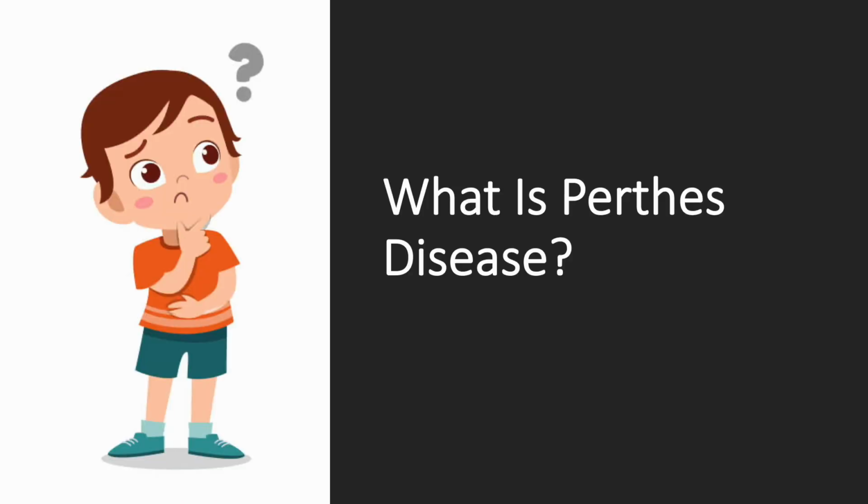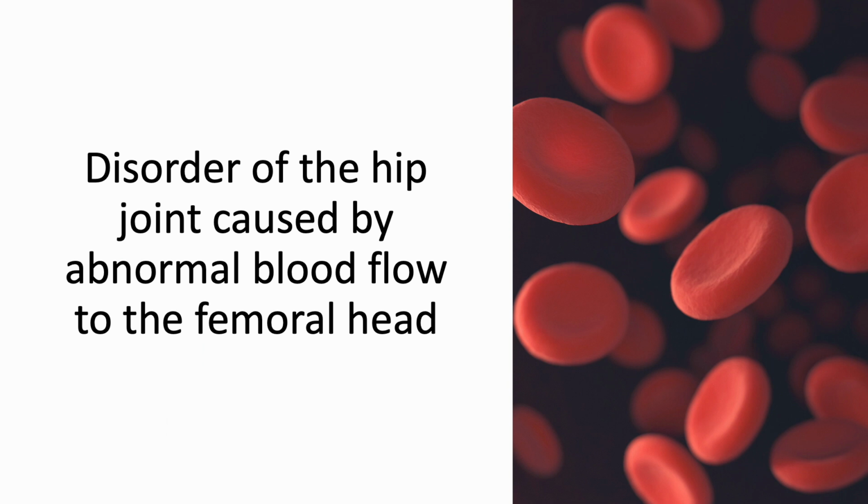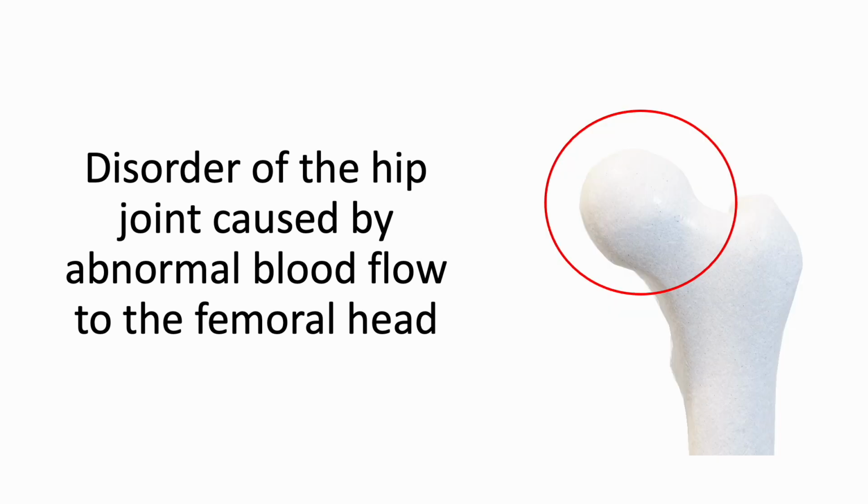First, what is Perthes disease? Perthes disease is a disorder of the hip joint caused by abnormal blood flow to the top of the femur, or the ball of the hip joint's ball and socket joint. And while we know what happens, we do not know why this interruption in blood flow occurs.